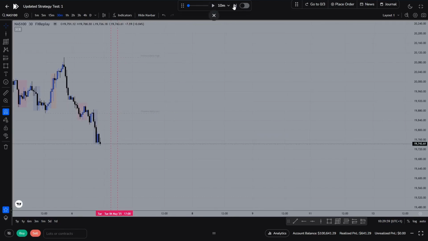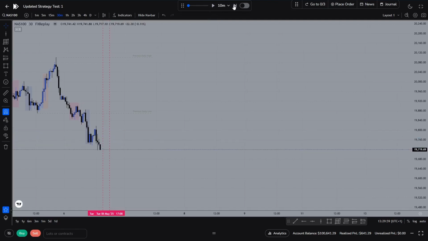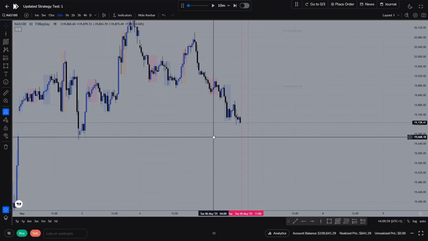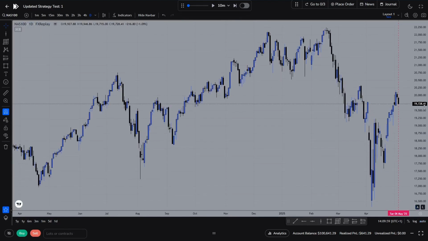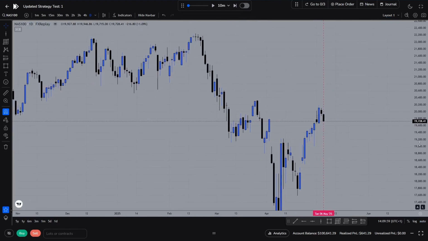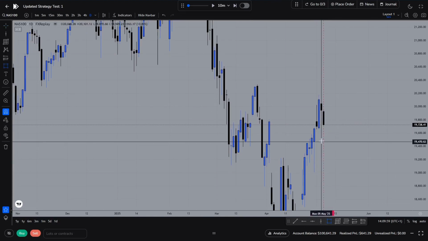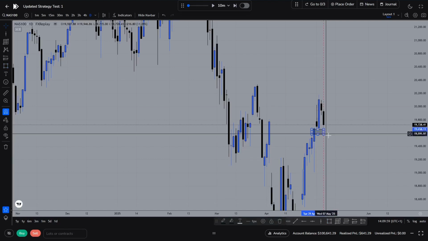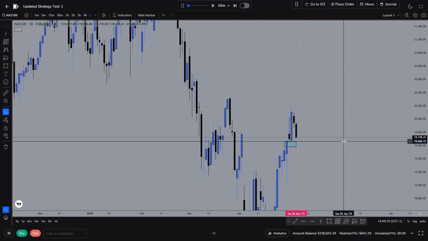Still 9:30 a.m. Okay, 2 o'clock. Let's go daily, see what price is doing. Price could be retracing back into this daily FVG before pushing higher. Make that FVG color.